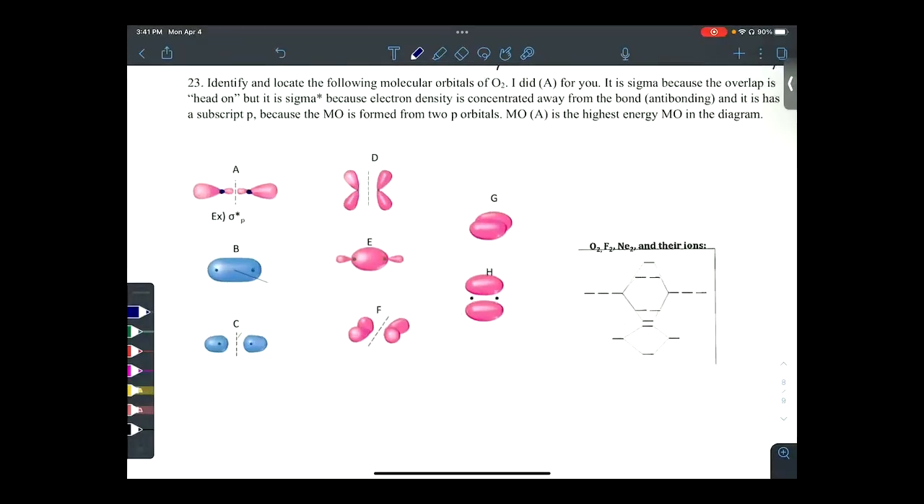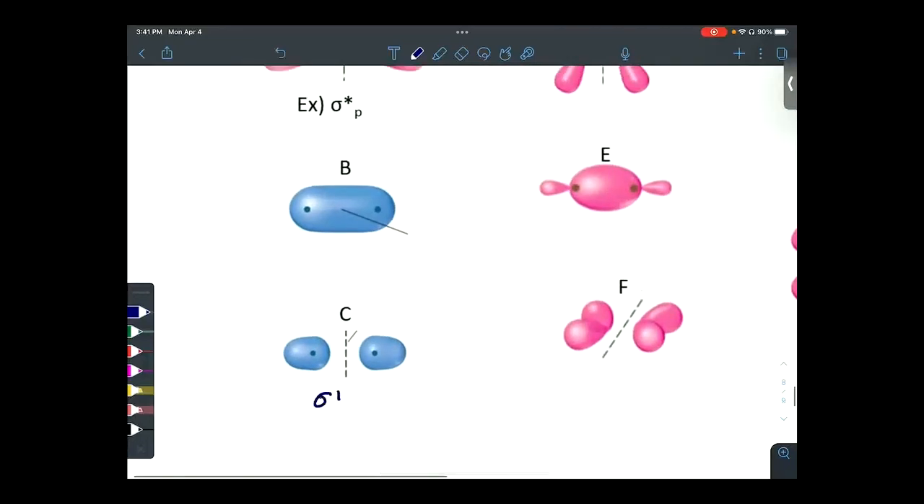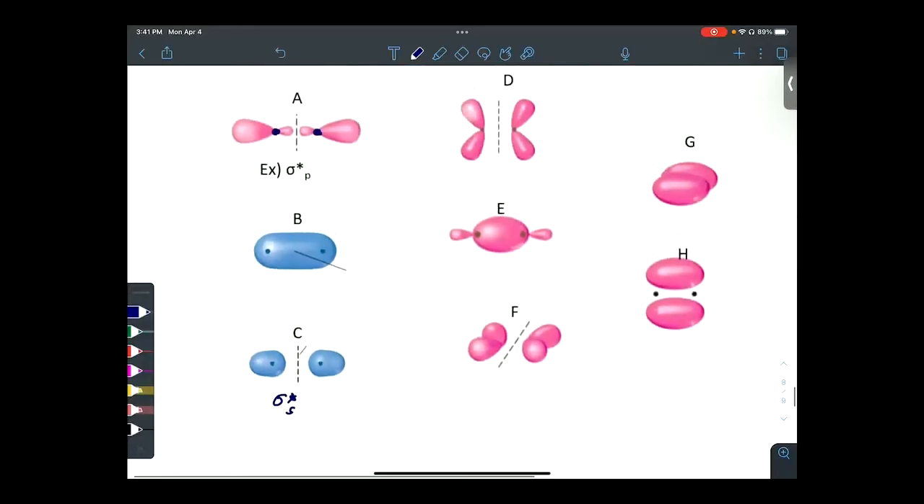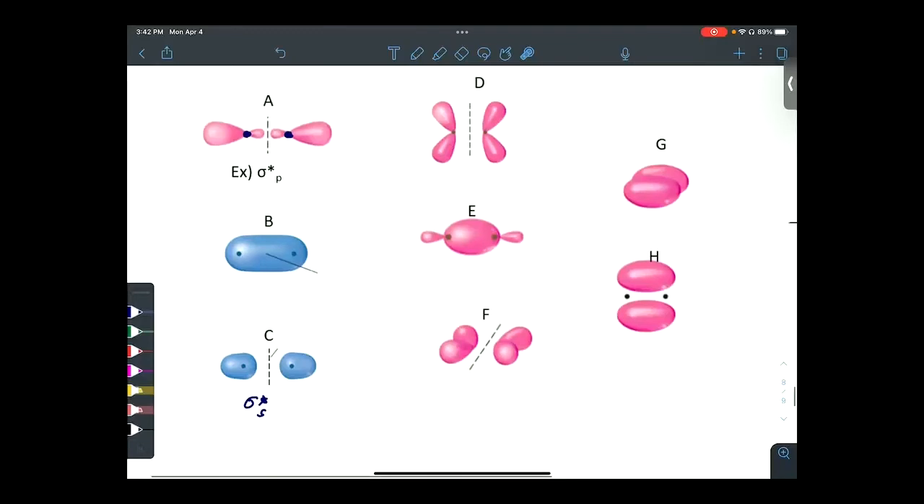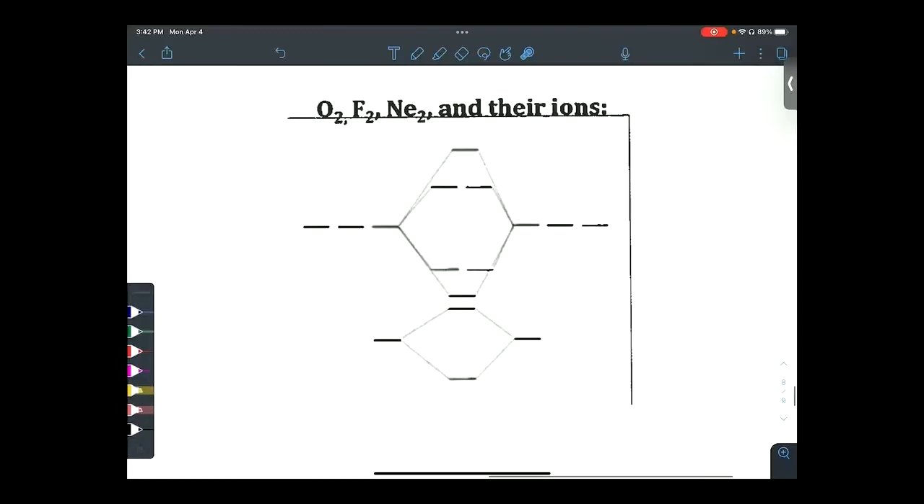C, yeah, C is the other sigma star. It's another head-on interaction, but this time it's not between p orbitals, it's between s orbitals. But see how they're kind of similar? They're similar in that the electron density is away from the atoms themselves, or the bond itself. Just in C, it's between s orbitals, and in A, it's with p orbitals. Okay, and then further on this question, I want you to locate where these are on an MO diagram.